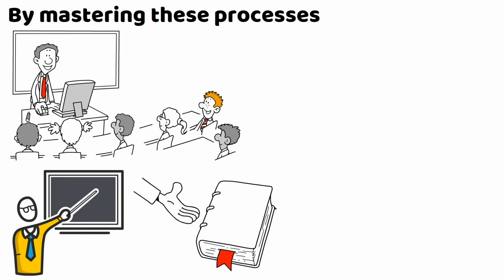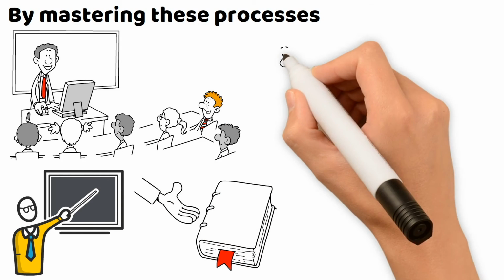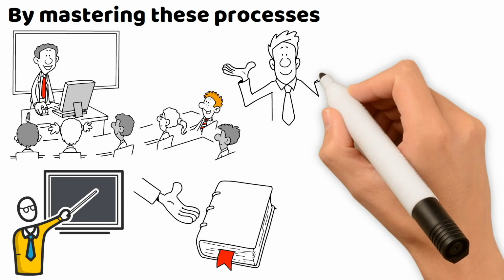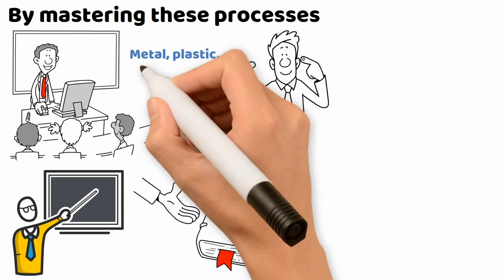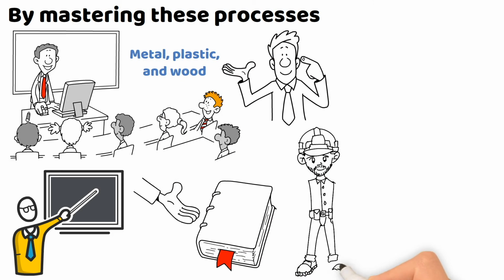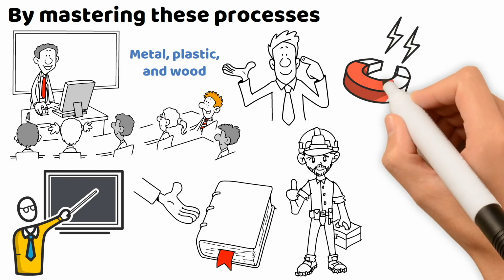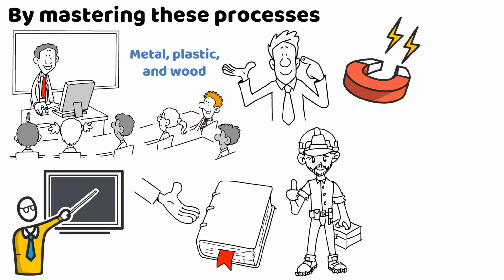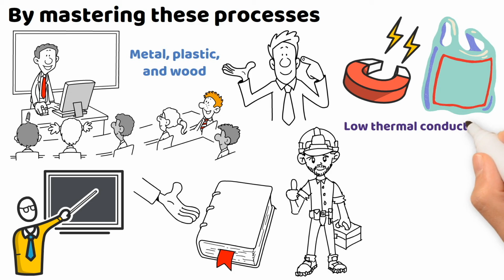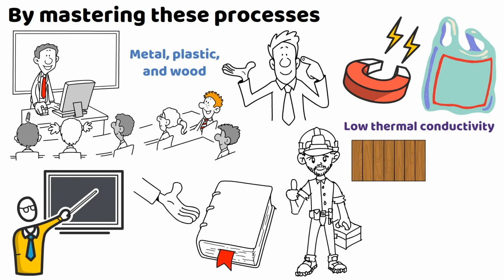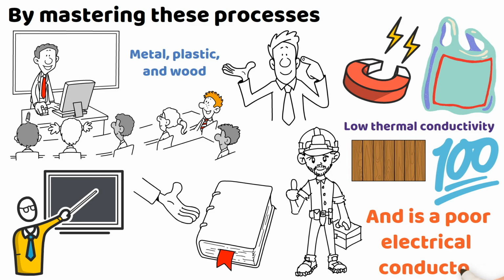Next, let's explore the fascinating world of materials and their properties. Understanding the relationships and uses of materials like metal, plastic, and wood will help you effectively convey engineering concepts to your students. Metal is known for its high thermal and electrical conductivity, but is often heavy. Plastic, while generally flexible and with low thermal conductivity, offers varying durability. Wood, excellent for structures, provides variable strength and is a poor electrical conductor.